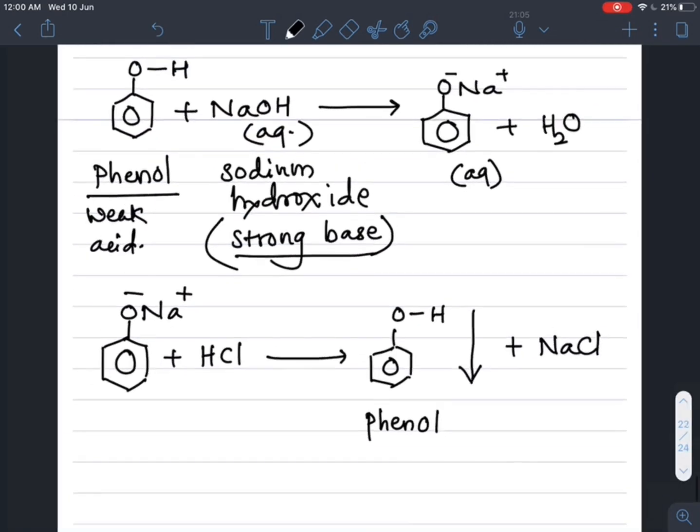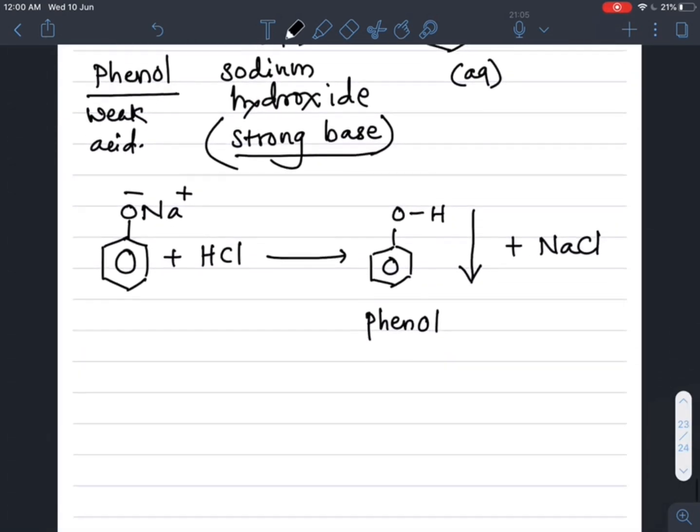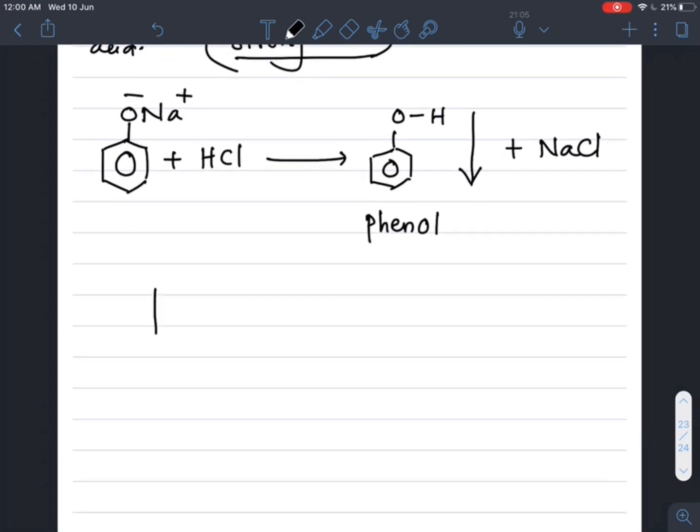See the difference: in the laboratory, if we take a test tube with phenol and add sodium hydroxide, then what happens? In this solution there is a formation of sodium phenoxide.